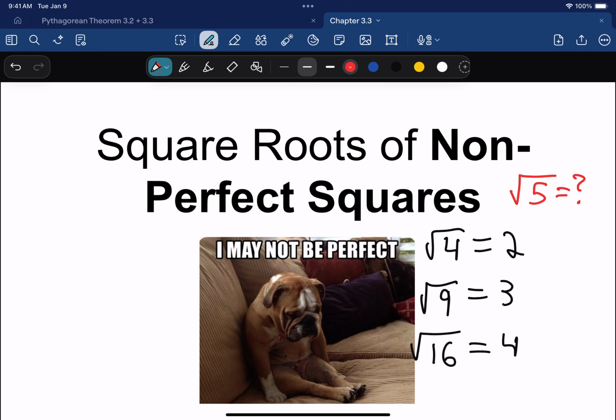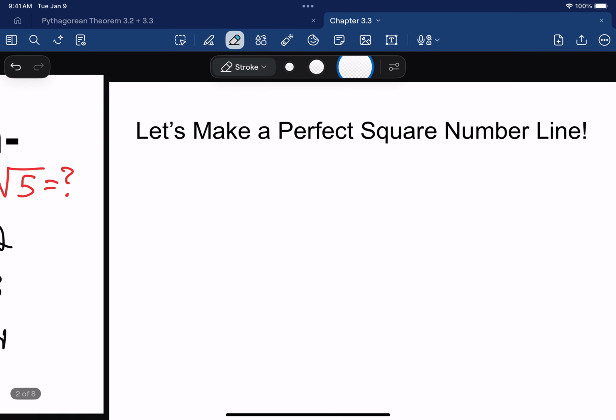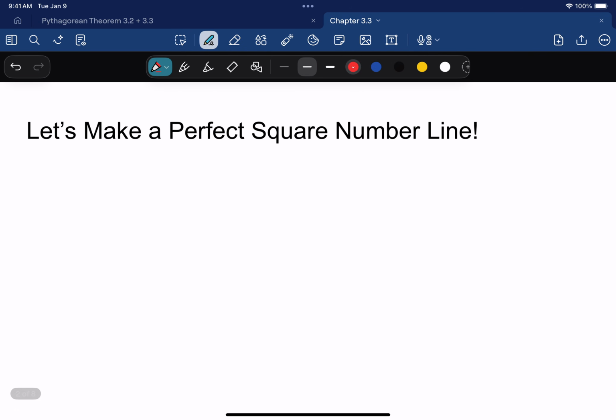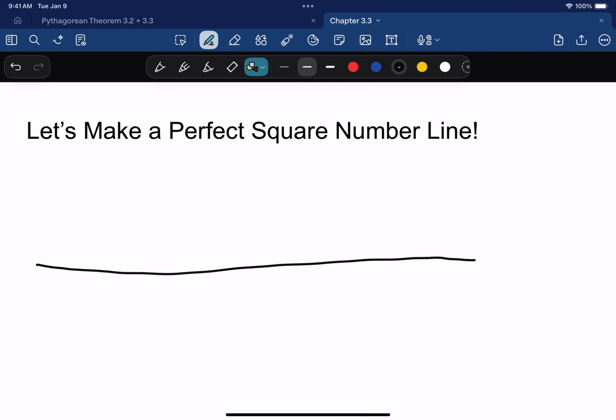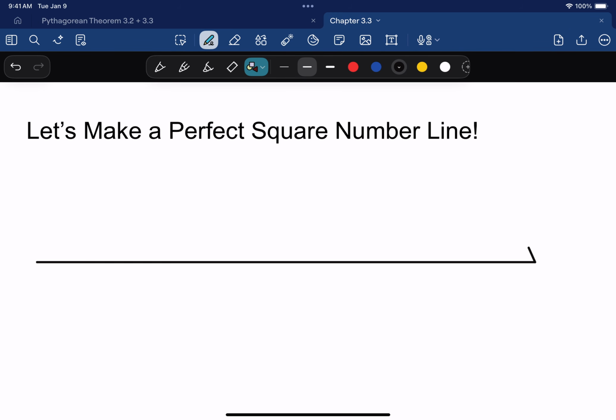What would this equal? This is what we're going to cover today, and I will show you how we can estimate it and use our calculator to solve. So let's get into it. The first step in this process is making a perfect square number line. Let's draw ourselves a number line. Here we go, and we will put our arrows here and here and here and here.